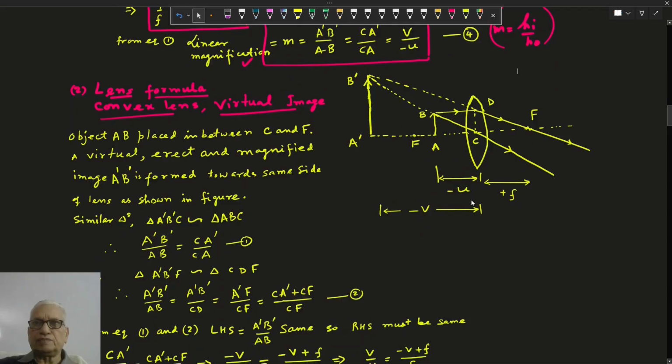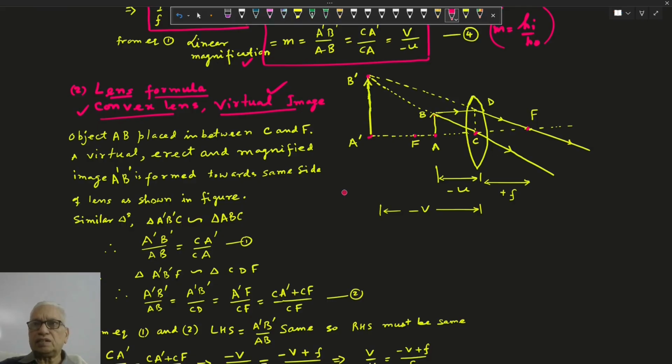The same lens formula we are going to derive for a convex lens and the virtual image, not the real image. Here we know if the object AB is placed in between the optical center and the focus, we are getting the virtual image. See, the parallel ray passes through the focus and one ray passing through the optical center is not bending at all. These two diverging rays are not actually meeting, but apparently they are meeting. So we are getting the image virtual, erect and magnified, A'B', on the same side.